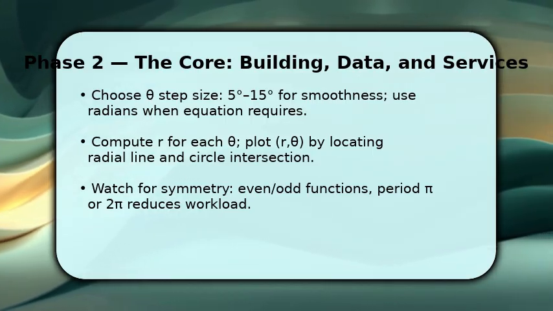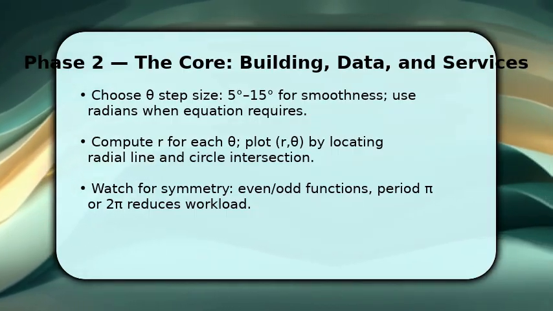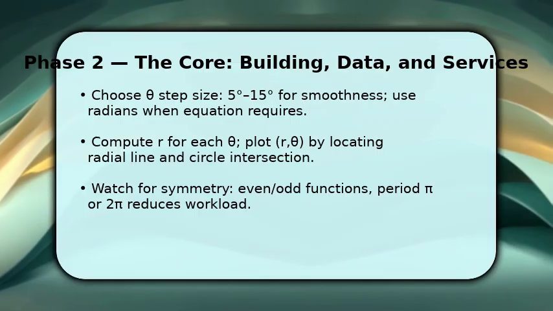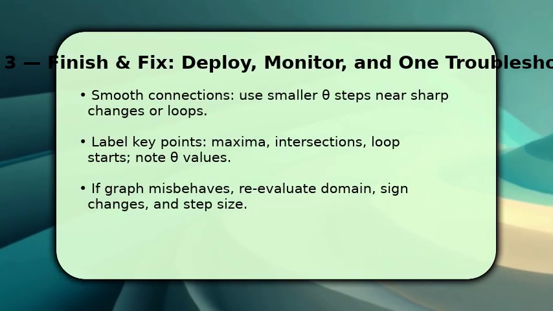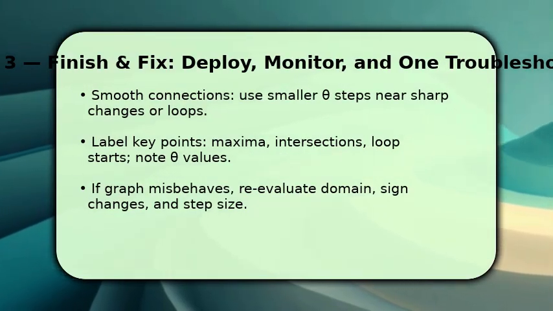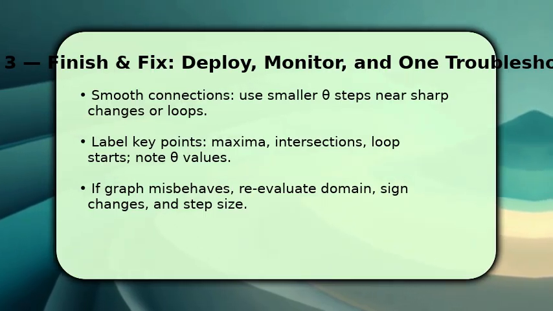Make sure to check symmetry properties early. They let you mirror work across axes, because many polar graphs repeat every pi or 2 pi, saving time and reducing error. To finish, refine by decreasing step size where the curve turns sharply or forms loops so connections appear smooth. Redraw those segments if needed.